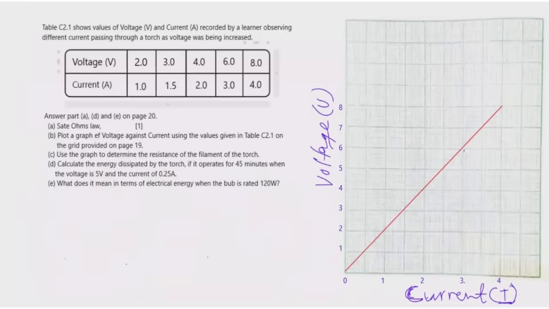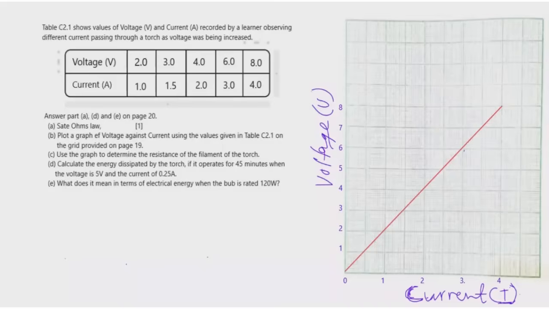Okay, we come to question 2E, which is as follows. What does it mean in terms of electrical energy when the bulb is rated 120 watts?